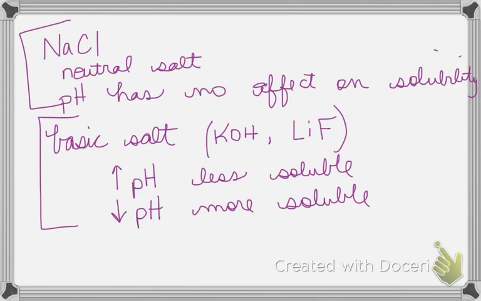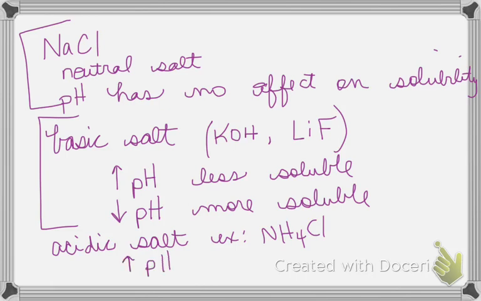That's your rule for neutral salt. If the salt's not neutral and it's not basic, then it's an acidic salt. For example, like ammonium chloride, because the ammonium is the conjugate acid of ammonia, which is a weak base. If the salt is acidic, then what would increasing the pH do? Make it more soluble. And decreasing the pH would then make it less soluble.